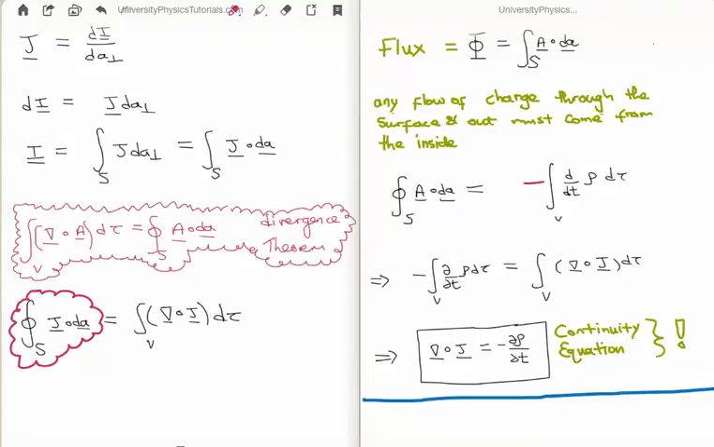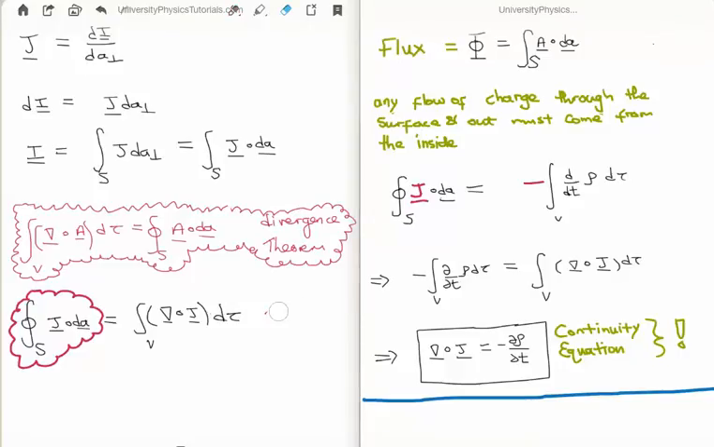Of course, if there is charge flowing out, if there's current flowing out of your body, it must be due to a flow of charge through the surface of your body, and it must come from the inside. So if there's charge or current leaving your body, it is coming at the cost of charge or current inside the body. That means we can look at the flux, which is the closed surface integral of J dot dA, is going to be minus the volume integral of the rate of change with respect to time of the volume charge density, integrated d tau. We could equate this with the form that we have over here in terms of the volume integral.